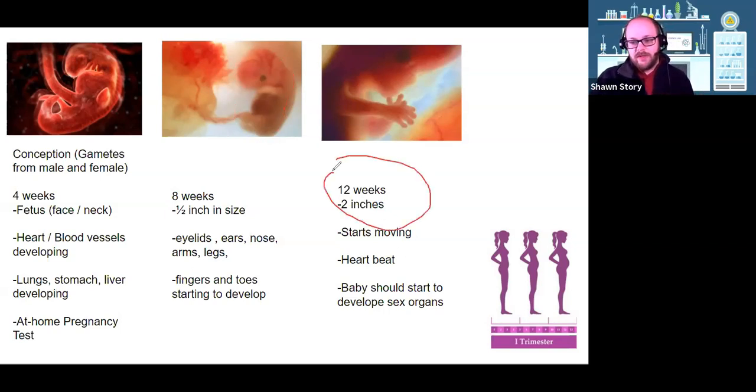And at 12 weeks, so after that first, we're 3 months into the pregnancy, we see a pretty fully formed fetus. We see a lot of movement. It's starting to move. It has a distinguishable heartbeat that with medical equipment we can listen to. And the baby starts to develop sex organs, so you can actually identify the gender, the sex of the baby at this development.